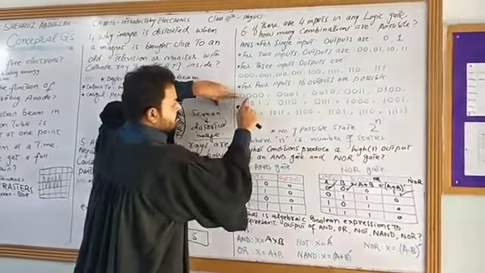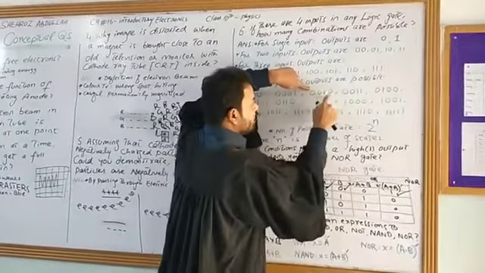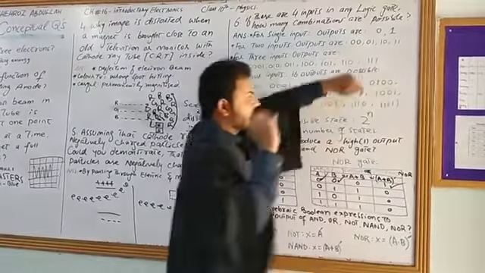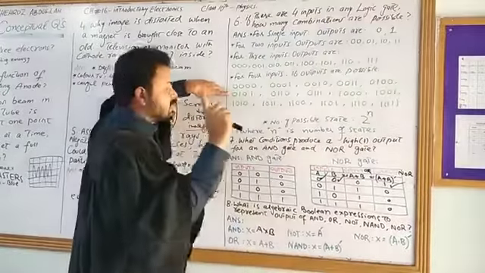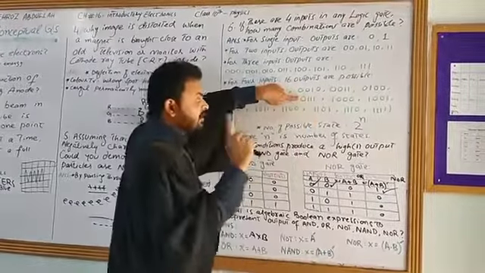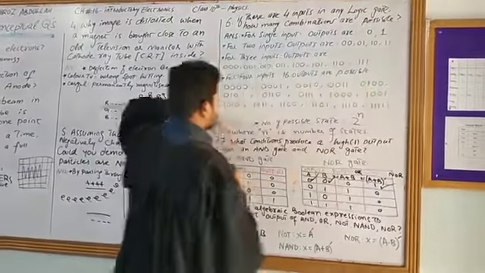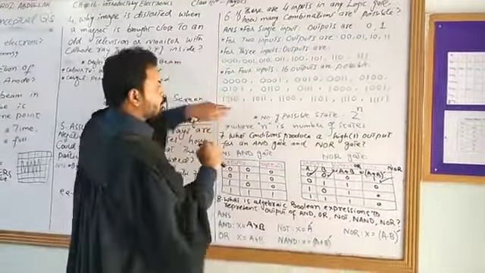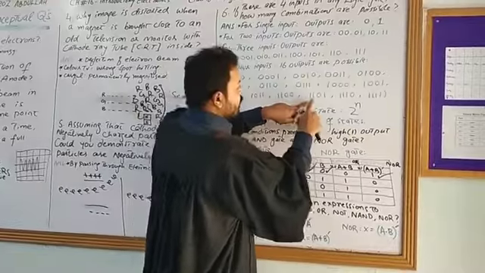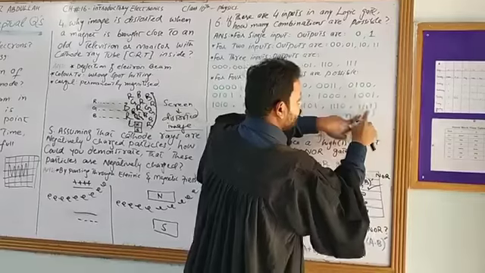Look, 0000 first output, 0001 second output, 0010 third output, 0011 fourth output, 0100 fifth output, 0101 sixth output, 0110 seventh output, 0111 eighth output, 1000 ninth output, 1001 tenth output, 1010 11th output, 1011 12th output, 1100 13th output, 1101 14th output, 1110 15th output, 1111 16th output.